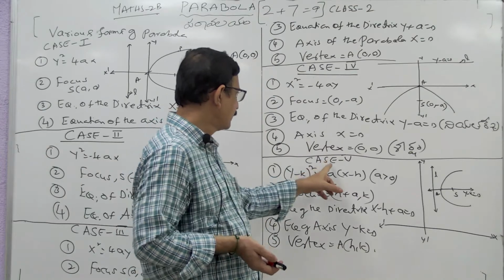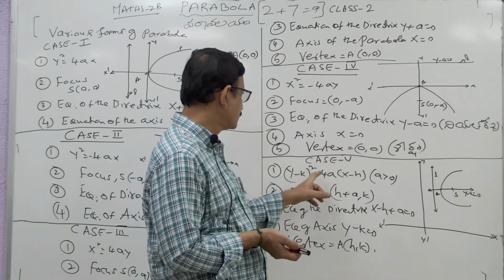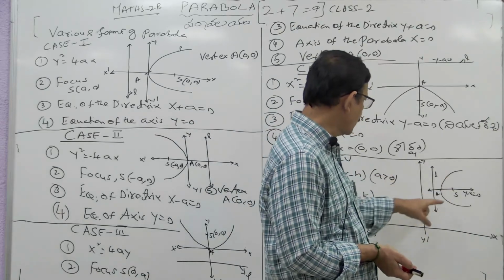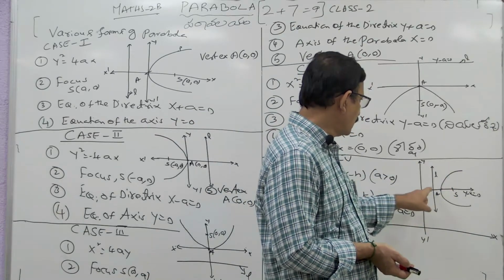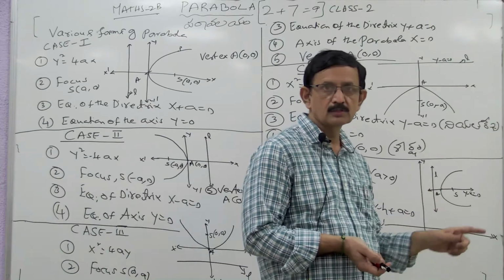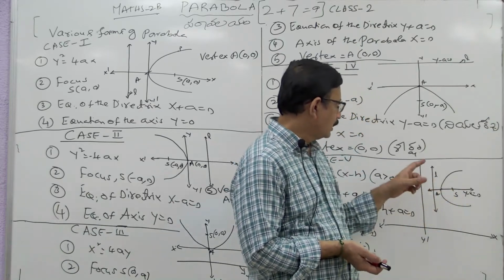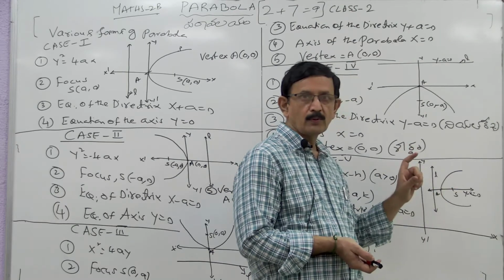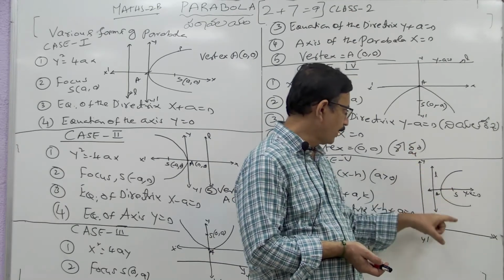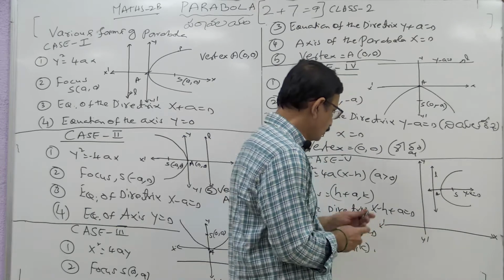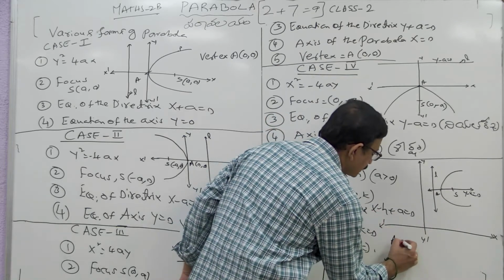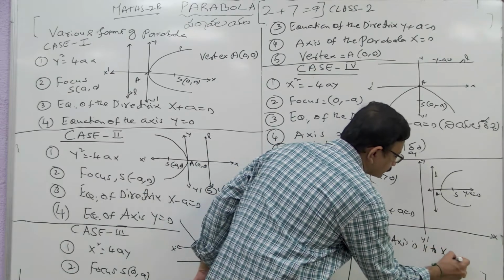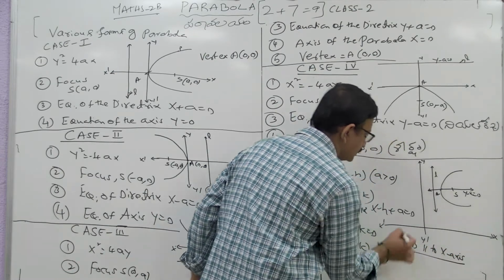Next one is case 5. In this case, see, this is the figure. This is the x-axis, this is the y-axis, this is the parabola, this is called the axis, and this is the directrix. The very important point we have to remember here is that this axis is parallel to the x-axis. So what we have to write here: in this case, the axis is parallel to the x-axis.